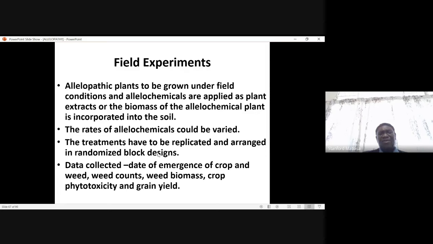And of course, this should be a typical experiment with good replications, randomized treatments, and so forth. And the type of data which you may collect could be emergence of the crop, weed counts, weed biomass, crop phytotoxicity, and grain yield.